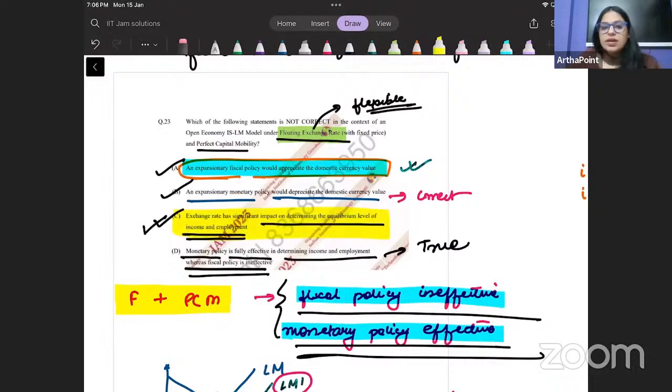And that is correct, right? Because does exchange rate always determine the amount of employment in the economy? No, right? That cannot be justified at all times. So we can go ahead and say that it may not always be true that exchange rate will determine the equilibrium level of income and employment in the economy, right? So the only option which seems incorrect is option number C.